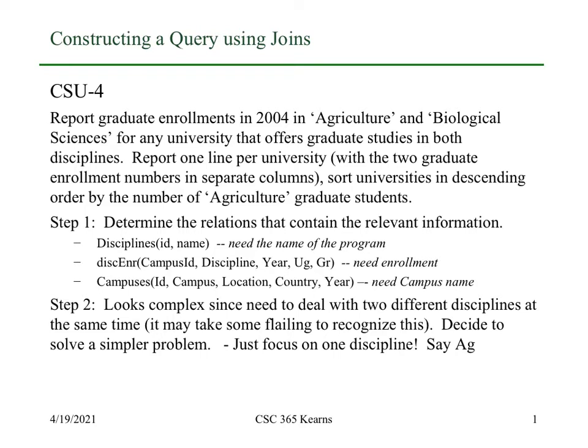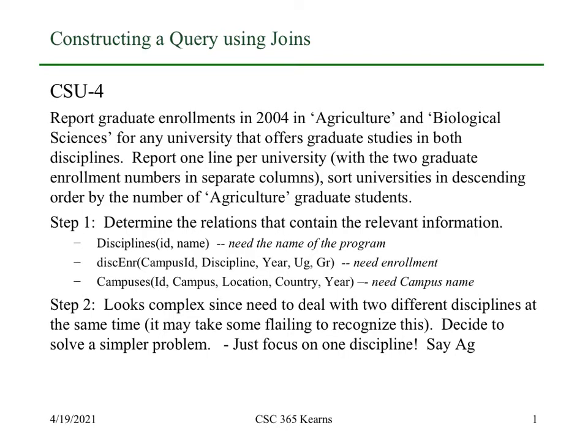Report on graduate enrollments in 2004 in agriculture and biological sciences for any university that offers graduate studies in both disciplines. Report one line per university with 2 graduate enrollment numbers in separate columns, and sort the universities in descending order by the number of agricultural graduate students. So this is a pretty complicated problem.